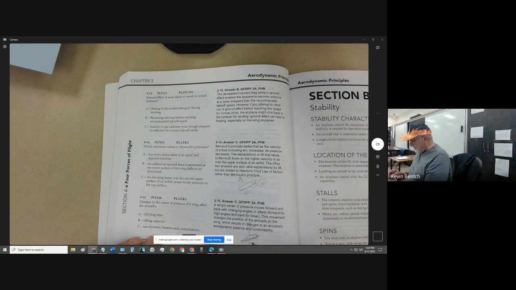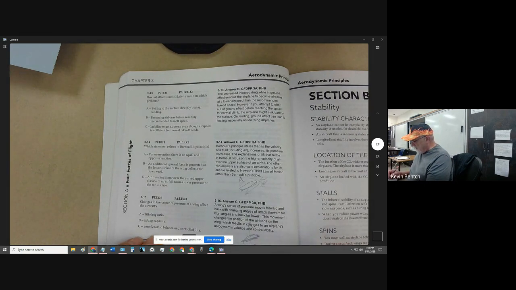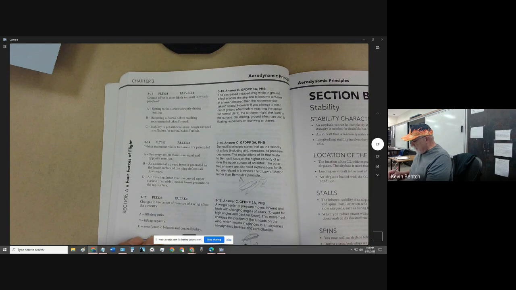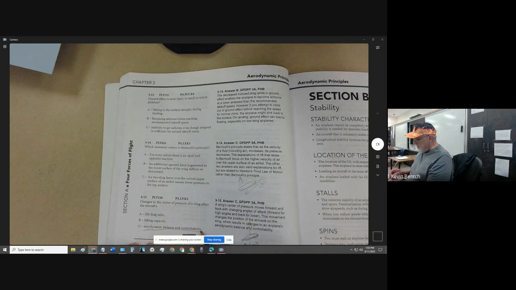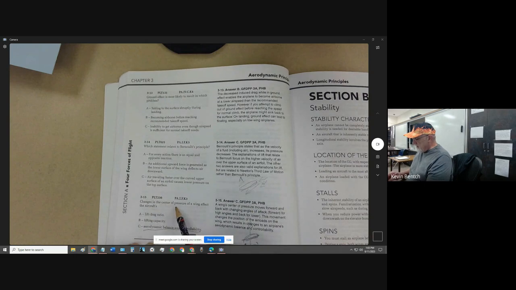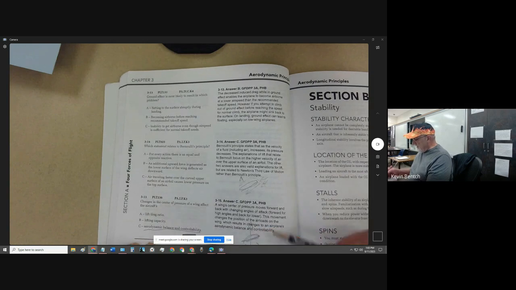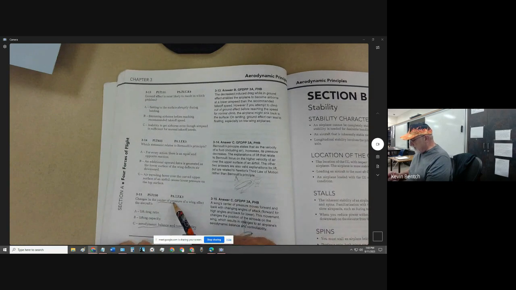Anyway, if that's too far back, the plane isn't going to fly well. If it's too far forward, it's not going to fly well. It's not going to be balanced, so you want it to be fairly balanced. I don't remember if it's a little forward or a little back. We'll get to that in a minute. But the aerodynamic balance and controllability is affected by changes in the center of pressure of a wing, the center of where the lift is. I know they say center of pressure.